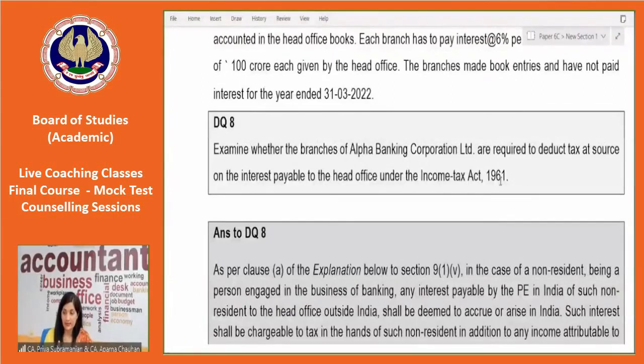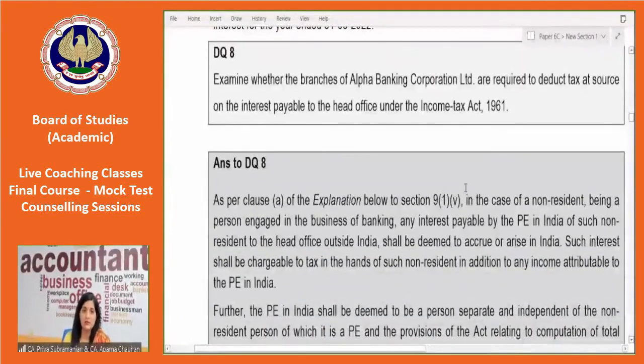Still, an explanation below Section 9(1)(v) has been inserted. Clause A of that explanation provides that in the case of a non-resident who is engaged in the business of banking, any interest payable by the PE in India of such non-resident to the head office outside India shall be deemed to accrue or arise in India. So first of all, what is the interest payable by the PE? PE is a branch. A branch is a fixed base in India. So a branch is considered the PE of that foreign entity. Interest is payable by the branch, that is the PE in India of such non-resident, and shall be deemed to accrue or arise in India.